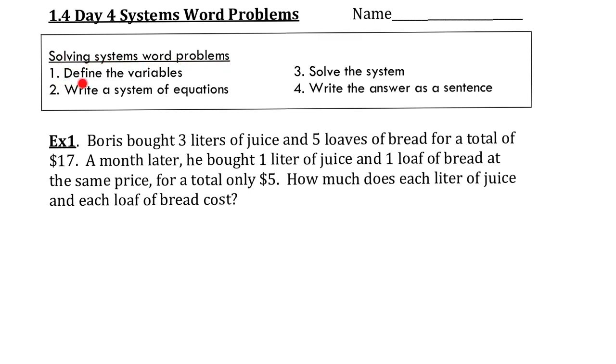The first thing is you're going to define the variables. Since we're doing 2 equations, there's normally 2 different variables we're trying to define. Then we're going to write the system of equations. We'll solve the system, and then we'll actually write the answers as a sentence. So let's go ahead and read example 1.